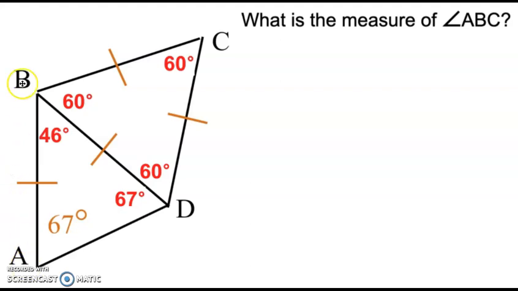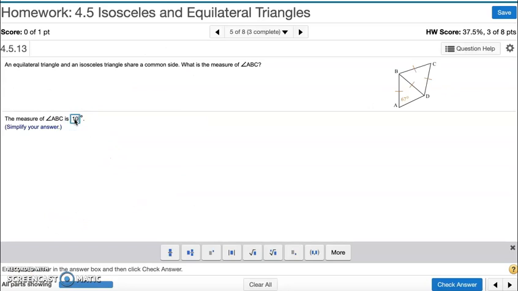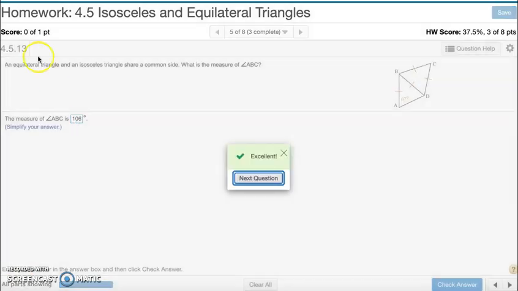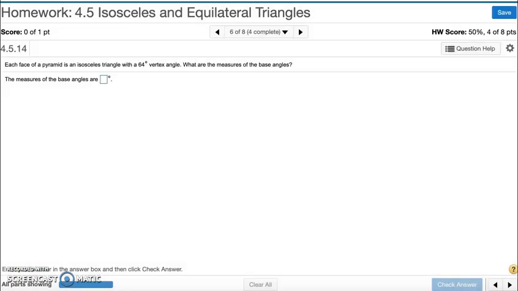Now to find A, B, and C, I add up 46 and 60, and I get 106. So let's type that in. So 106 is number 5. Number 6, each face of a pyramid is an isosceles triangle with a 64-degree vertex angle. What are the measures of the base angles?